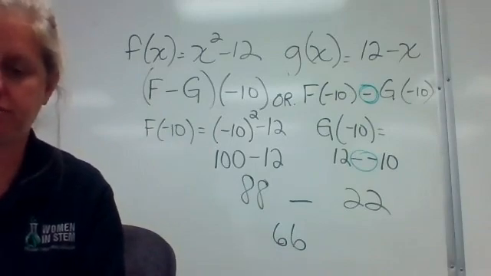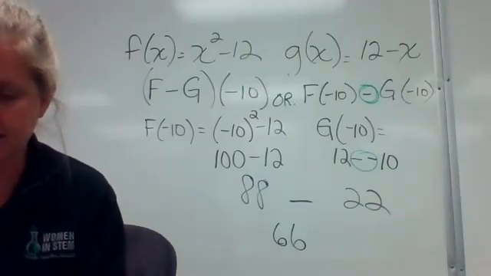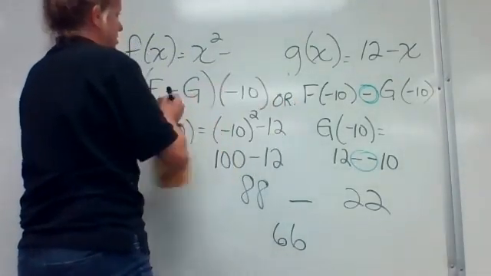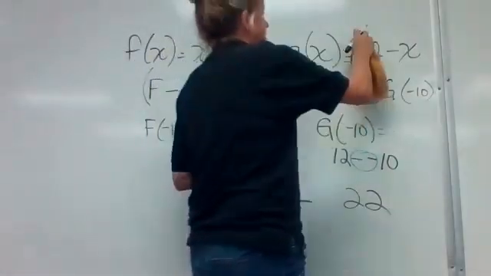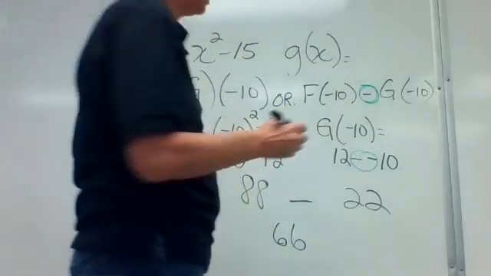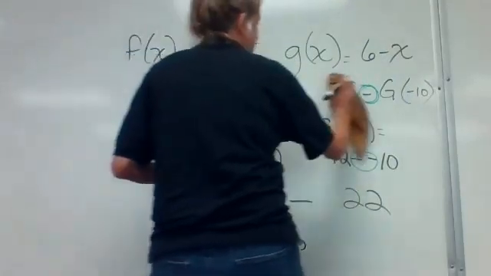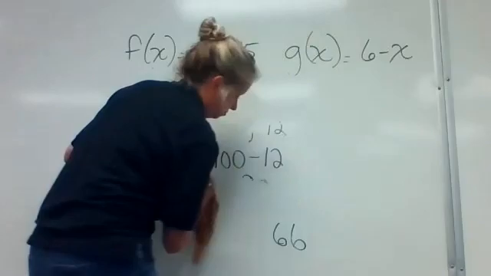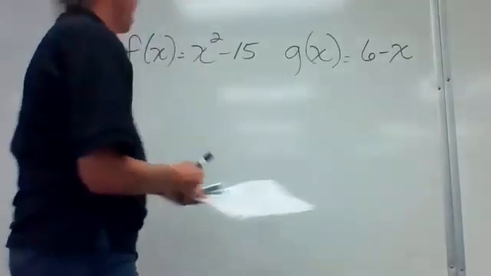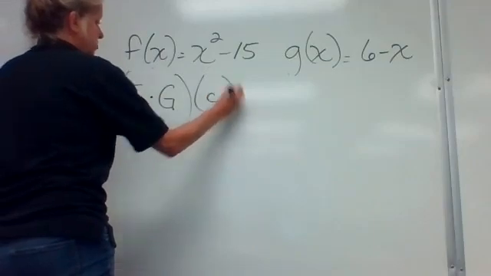All right, number 12. f of x is x squared minus 15. g of x is 6 minus x. It wants me to find f times g of c.